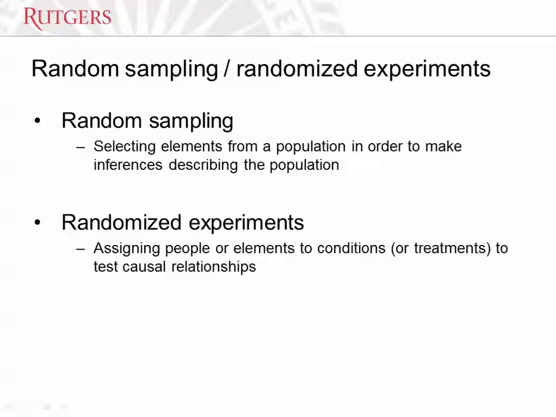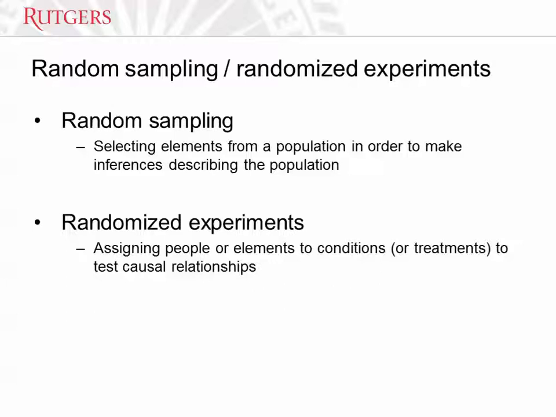Now, to begin with, it's important to distinguish random sampling from randomized experiments. They sound similar, and even experienced people mix up the two ideas. So let's be clear about it. We're talking here about random sampling, which is selecting elements from a population in order to make an inference describing the population. So remember that diagram where we're drawing or selecting people from a big population in order to collect data on those people and then make an inference back to the population. Now, we select those people using random sampling.